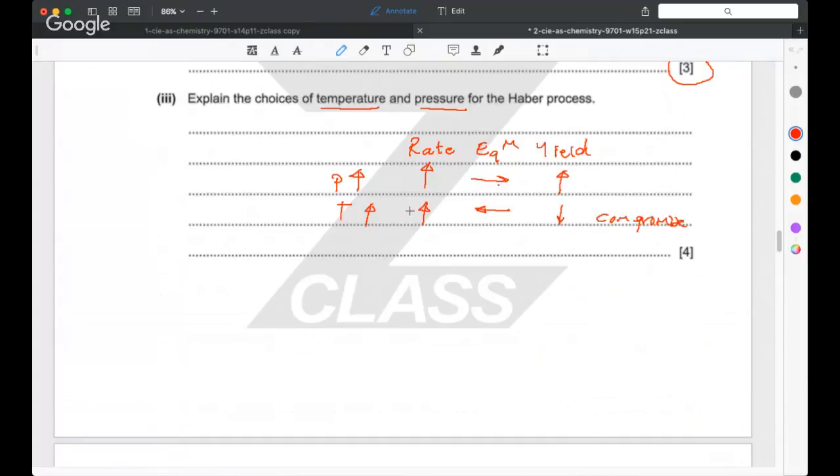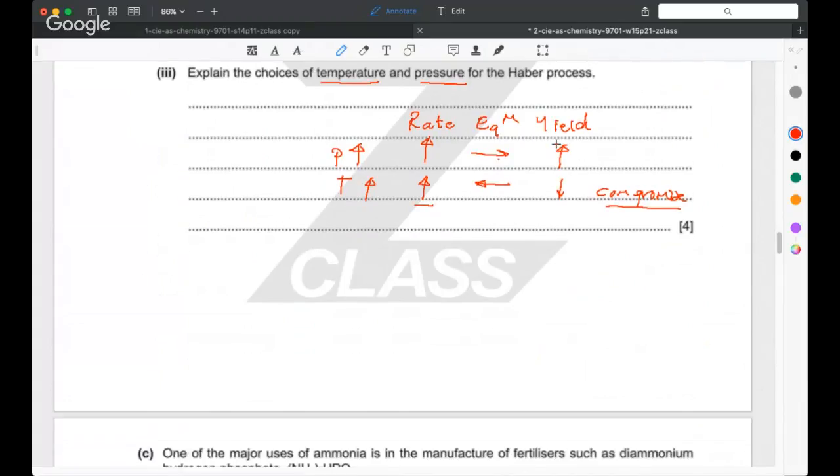between a temperature that's high enough to give us a good rate, but not too high to start impacting the yield by shifting the position of equilibrium towards the reactants, towards the left. And so the examiner is looking for an argument that talks about a compromised temperature that gives us a good rate but doesn't impact the yield too much, and a high pressure that gives us a good rate and, according to Le Chatelier, gives us a good yield. So that's the kind of argument.